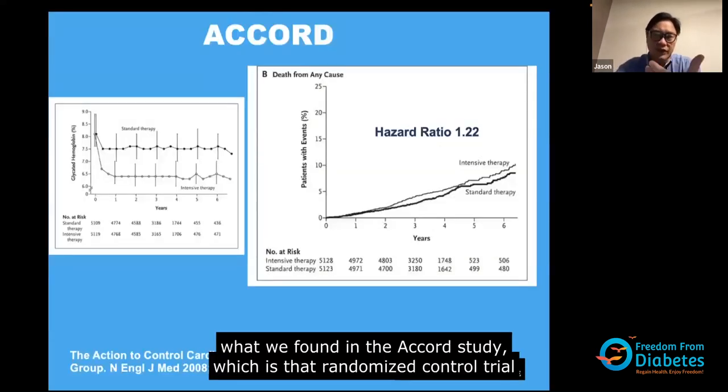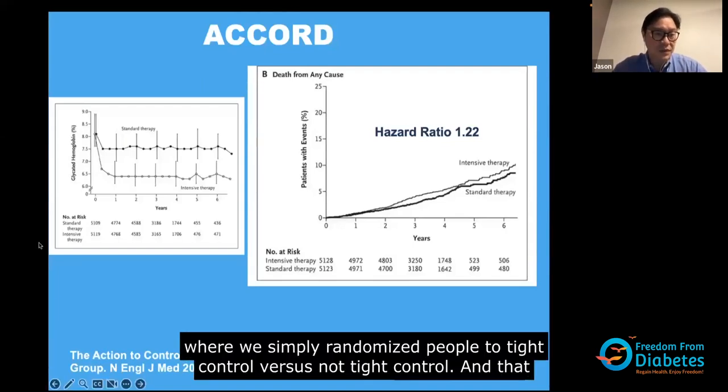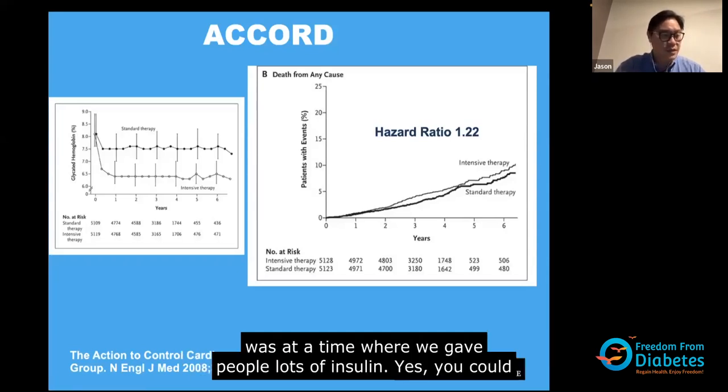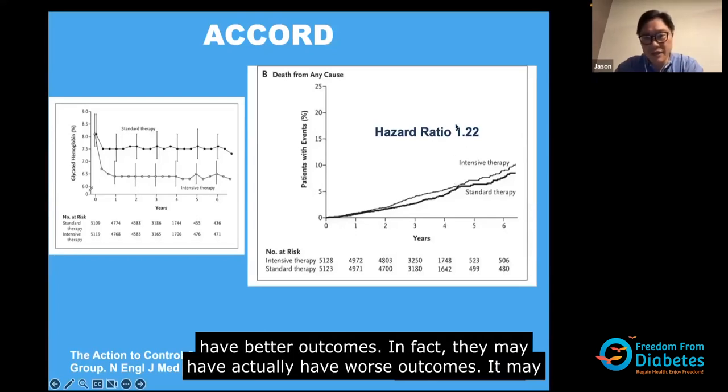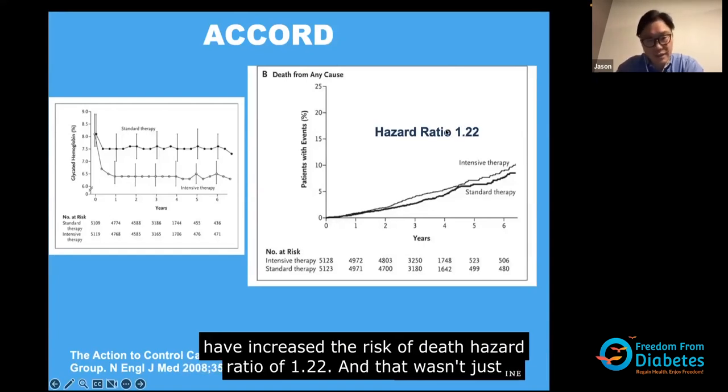And that's exactly what we found in the ACCORD study, which is a randomized control trial, where we simply randomized people to tight control versus not tight control. And that was at a time where we gave people lots of insulin. Yes, you could drop their A1Cs from 7.5 to 6.5, but in fact, they didn't have better outcomes. In fact, they may have actually had worse outcomes. It may have increased the risk of death, hazard ratio of 1.22.